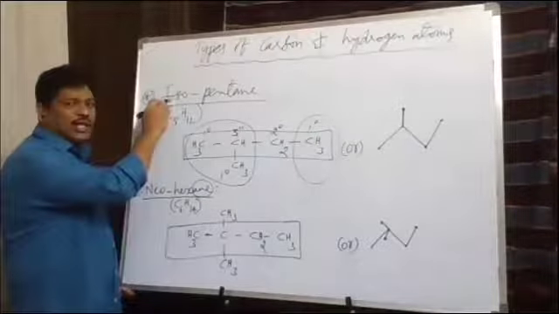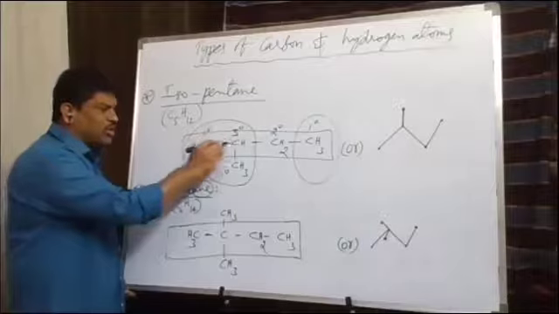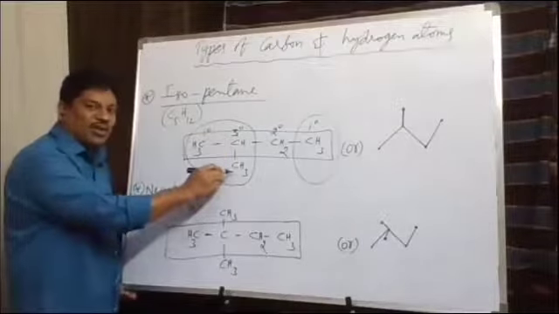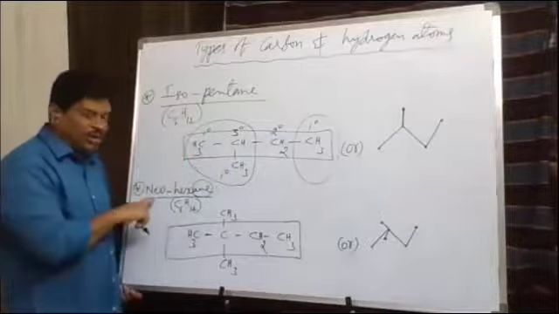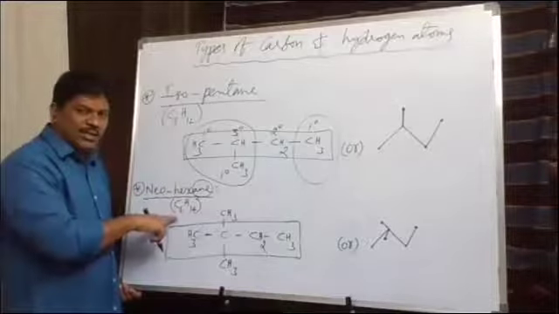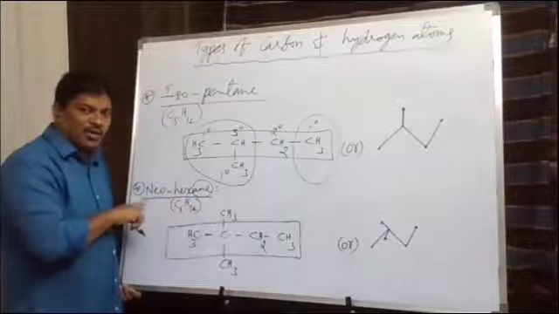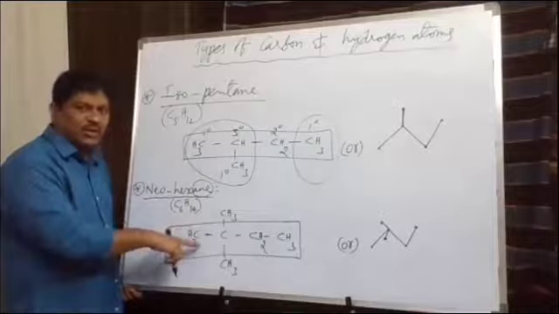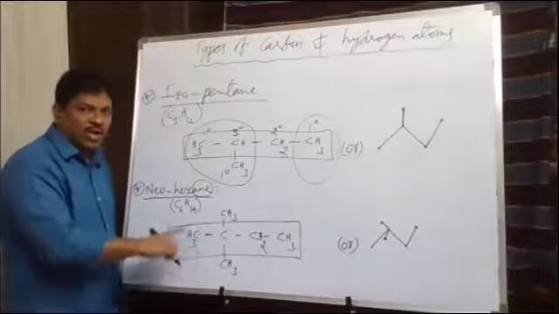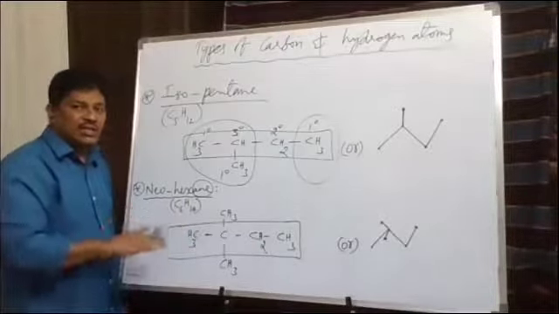Here, why did we use iso? The last but one carbon has 1 methyl branch. So it is called iso here. And here it is called neo. Formula is C6H14, hexane. Why is it called neo here? Because of this, okay, 2 methyl groups on the last but one carbon. In this way, we can say neo.